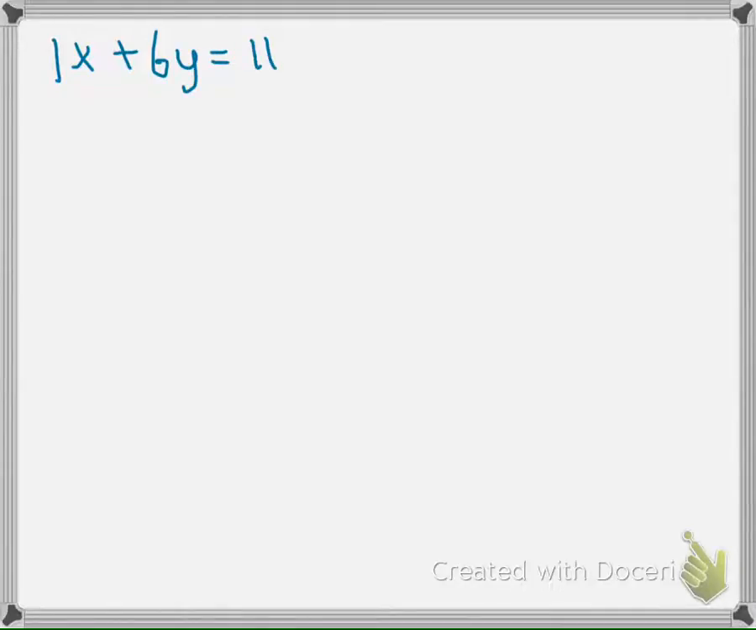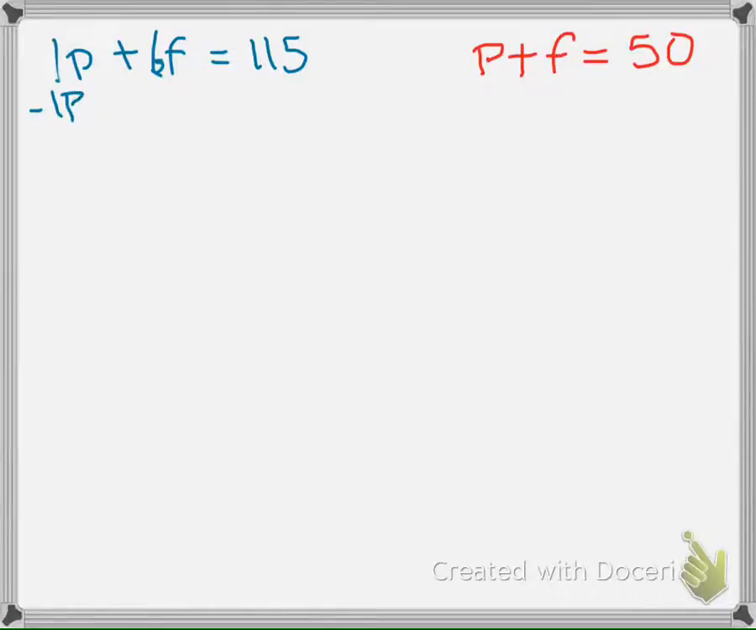So here's my first equation and my second equation. And I'm going to show you how to turn them into slope-intercept form. So remember, slope-intercept form has the y on one side. Sorry, I used x and y here instead of p and f. Okay, so I need to get the f by itself, which means I need to move the 1p. So on both sides, I'm going to subtract 1p. And I have to offset it because I cannot subtract 1p from 115. They're not like terms. I end up with 6f equals 115 minus 1p.